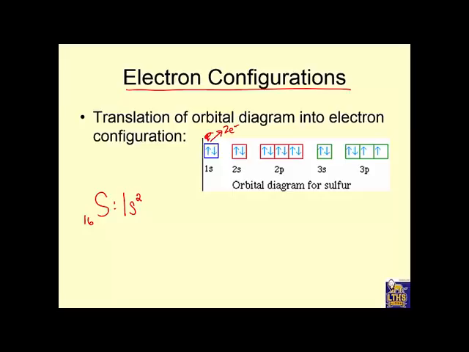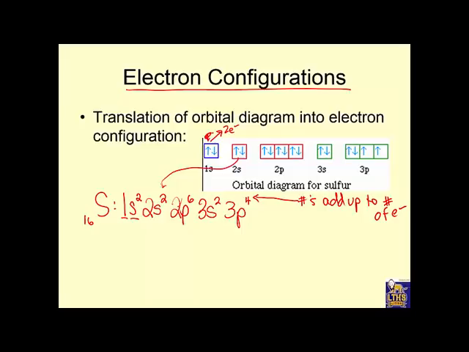Then we'd write energy level 2 and the sublevel S, and we put 2 because there's 2 electrons. Then 2P, and there's 6 electrons there, and then 3S, 2 because there's 2 electrons there, and then 3P, and there's 4 electrons in there. So the numbers add up to the number of electrons. All right, so energy level, sublevel, and then number of electrons. Okay, just so you know, an S sublevel holds 2 electrons.